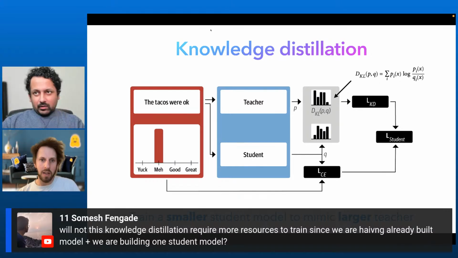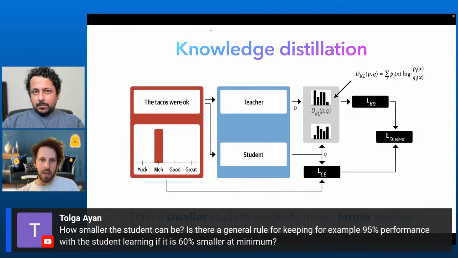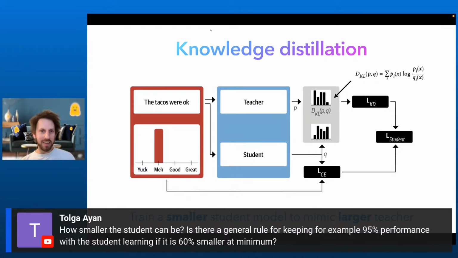Let's take one more question before moving to the next part. The question is how small the student can be. Is there a general rule for keeping, for example, 95% performance with the student if it is 60% smaller at minimum? That's a really good question. The answer is that I don't know of any heuristics or rules of thumb. Maybe they exist, but I'm not aware of them.